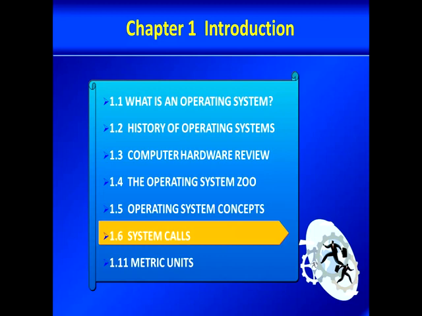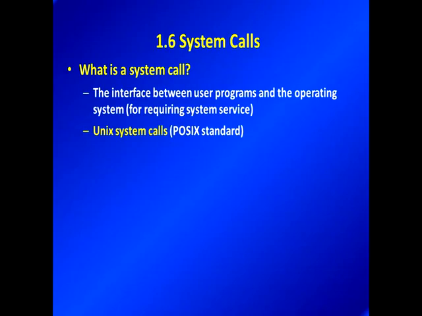I just mentioned in the last class that if you want to create a new process, maybe you should use some specific system calls. So what is a system call? It's the interface between user programs and the operating system. If you want the operating system to do anything for you, you have to use the system call to let the operating system know what you are gonna do.